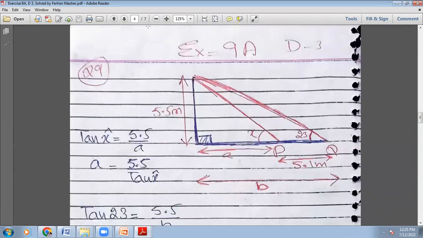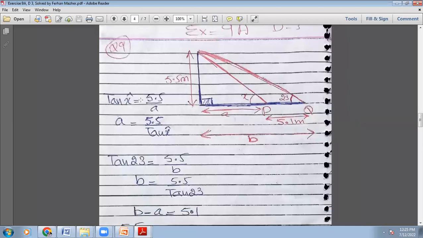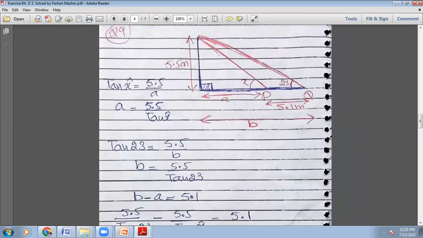Okay, so here we go. You can see I have made this diagram. This angle is X, this is 23. The distance between P and Q is 5.1. Let me say this distance is A and this full distance is B. First of all, I will take the smaller triangle and apply tan, which will be perpendicular by base. So tan x will be equal to 5.5 divided by A. So A will be 5.5 divided by tan x.